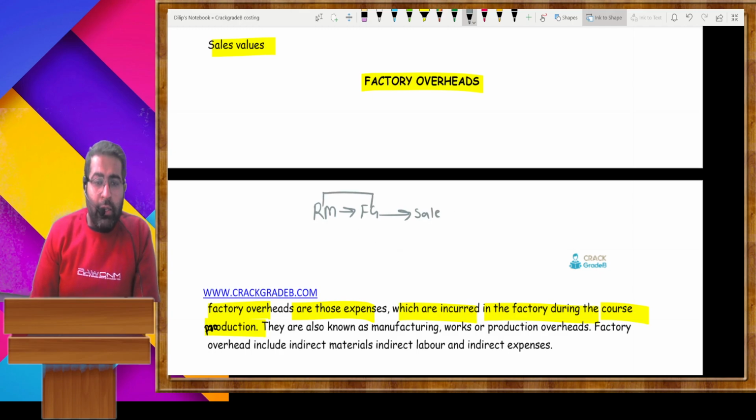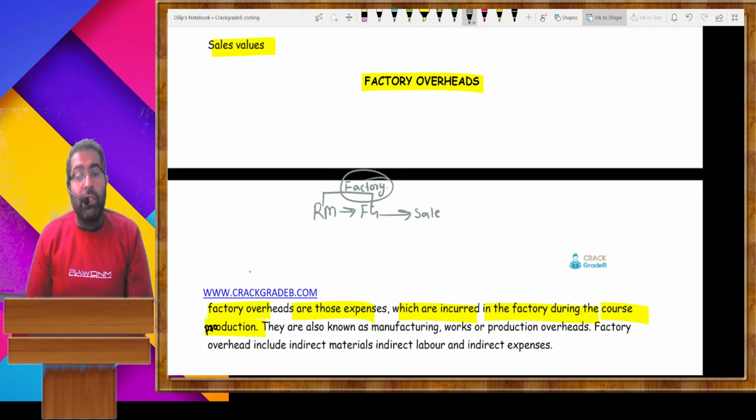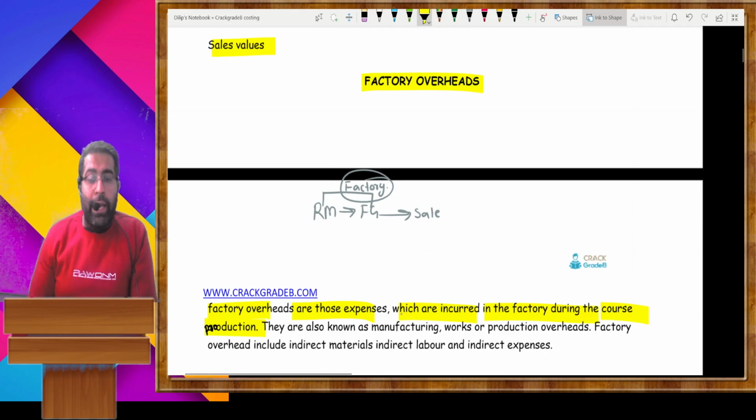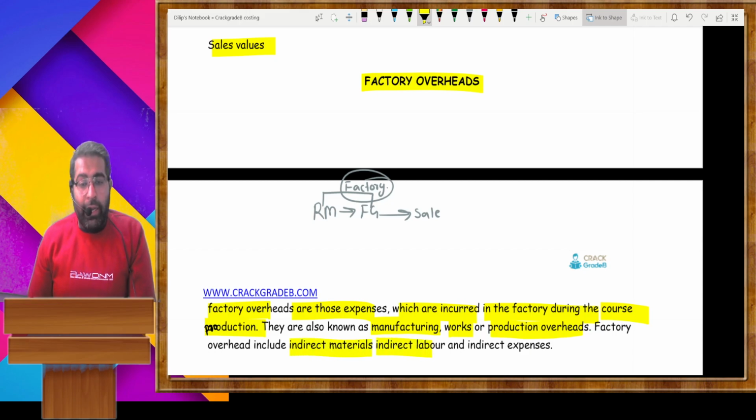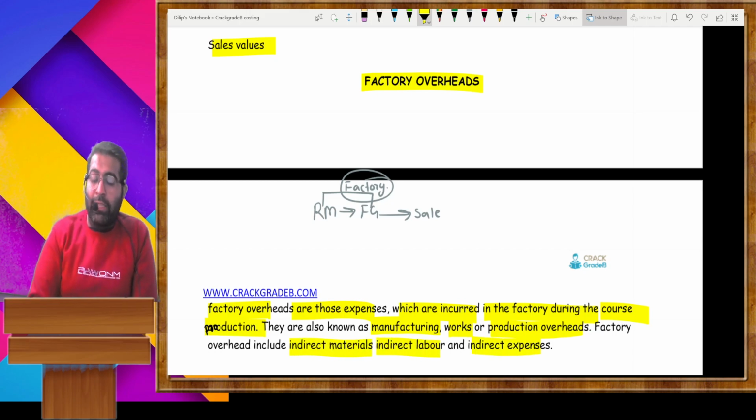When the raw material is converted into finished goods, we need some type of factory for producing the goods. All the expenses which are related with the factory are regarded as factory overhead. It is also known as manufacturing expenses, work expenses, and production overhead. In this, we will include, as I told you earlier, indirect material, indirect labor, and indirect expenses.